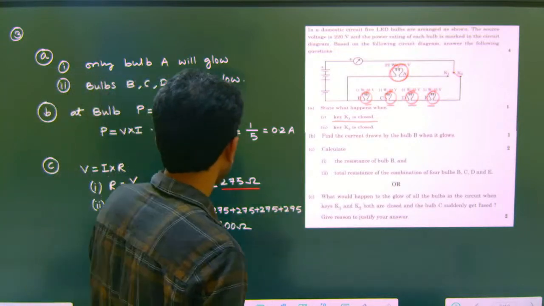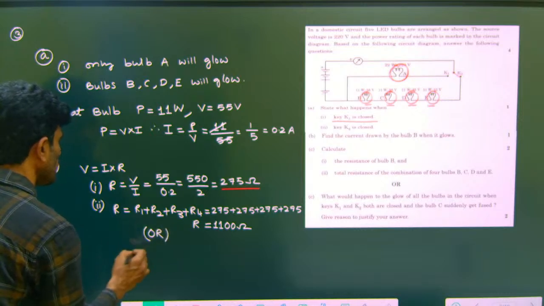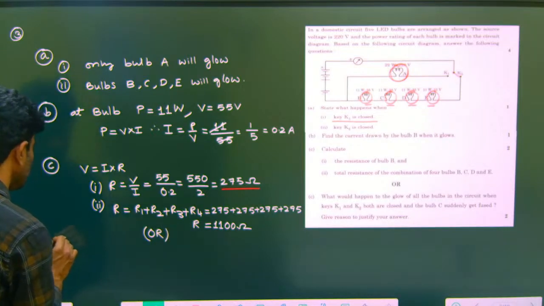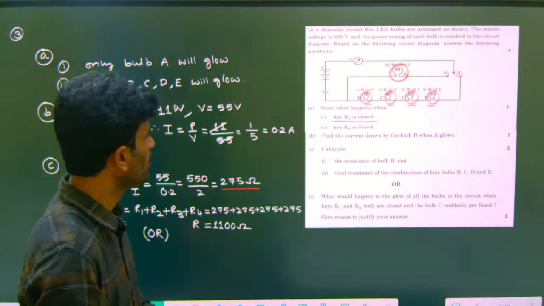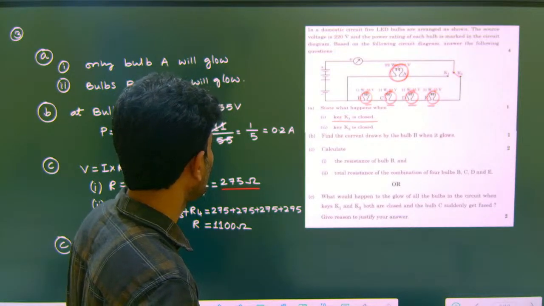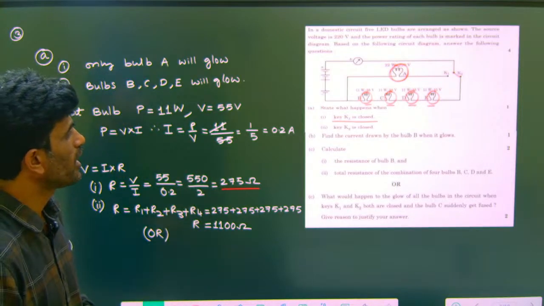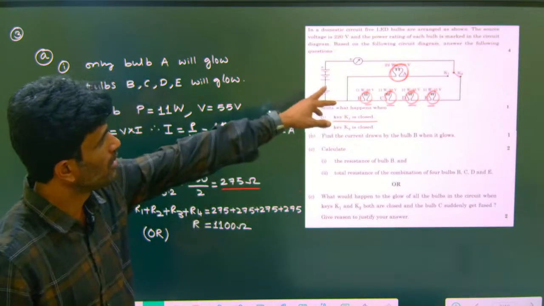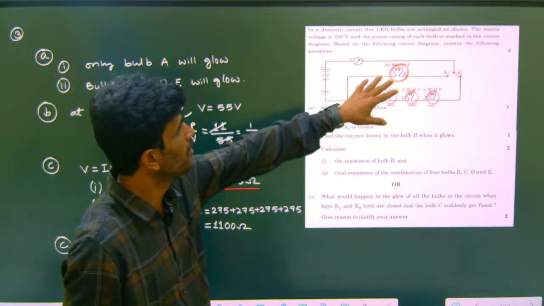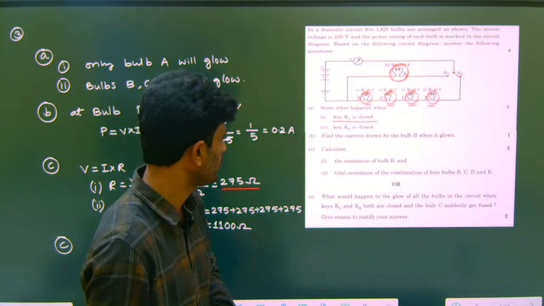Now the second one, the OR question is there. Another OR case study. Here what they are asking: what would happen to the glow of all the bulbs in the circuit when keys K1 and K2 both are closed? Both are closed, what happens? Both will glow. Because they are in parallel, bulb A will glow as well as all the bulbs B, C, D and E also will glow.